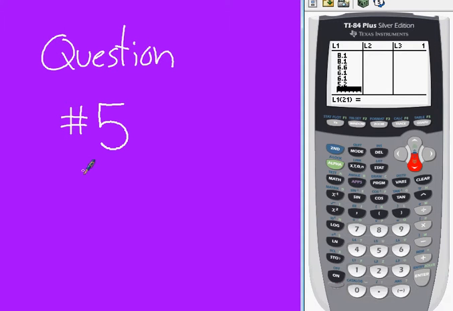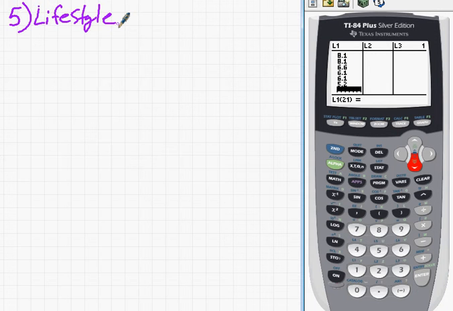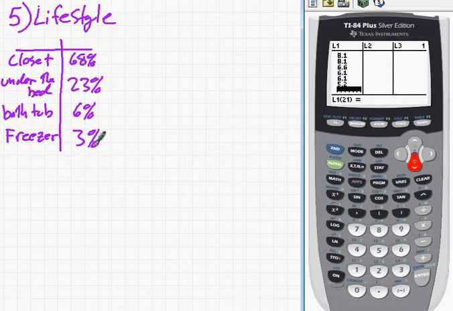Now we're going to be doing question number 5, which is about where people stash all the mess when someone's coming over. And again, I'm going to be listing off the data so that's a little bit easier to see. Here's the information. 68% stash stuff in the closet. 23% under the bed. In the bathtub, that doesn't strike me as a good place because people can see that. And then in the freezer, not much space in the freezer, so you can't stash too much stuff.